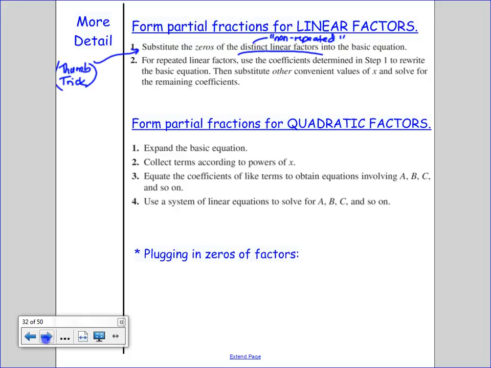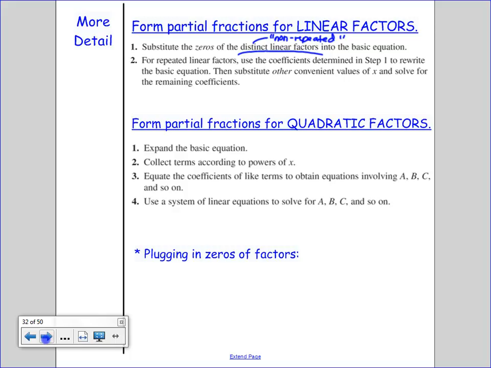Some of our equations can get messy. There are some ways to simplify the solving. And to simplify the solving, we can substitute zeros. I'm actually going to erase the thumb trick, because substituting zeros is kind of what the thumb trick does.